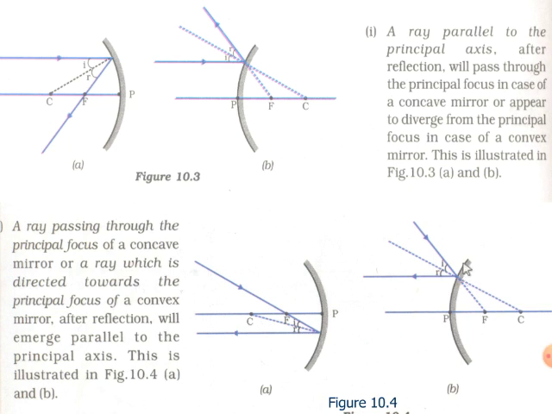The same is the case with a convex mirror. Take a light ray which is supposed to pass through the focus, moving along this line so as to pass through this focus, but light cannot enter through this side as the reflecting surface is here. This is the viewing side. So a light ray which is supposed to pass through the focus of a convex mirror, after incidence onto the convex mirror, will be reflected back parallel to the principal axis. Got it? Yes. Next.